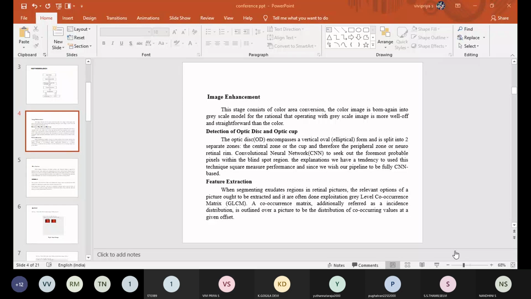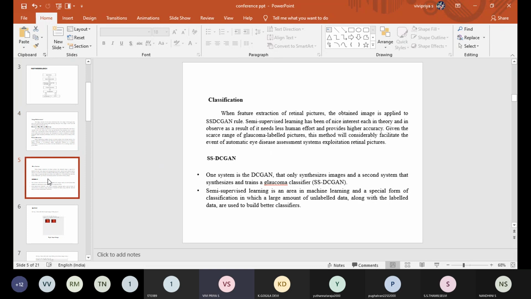Classification. After the feature extraction, it is not possible to predict if an image has glaucoma or not. It is necessary to classify the image. In this classification, we used two algorithms called SSDCGAN and SVM classifier. SSDCGAN. For this work, a class of CNN called DCGAN that is based on the adversarial strategy was used.